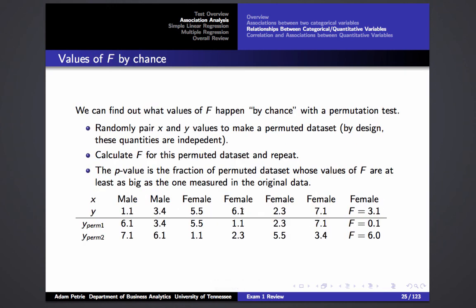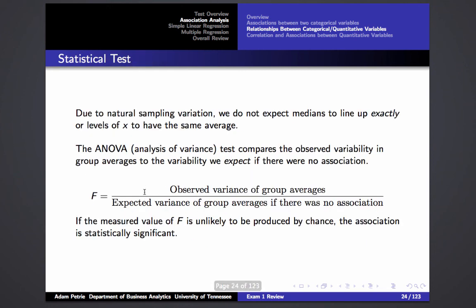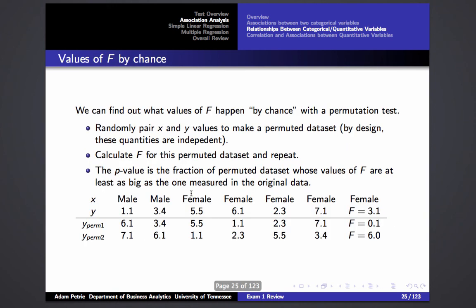Okay, we know that even when all the levels of x have the exact same fundamental underlying average, they're still going to have different averages when we take a sample, just by natural sampling variation. So we need to figure out what values of F can occur just by chance, by natural sampling variation. Well, we can run that permutation test once again. Imagine my original data: we have gender versus some number y. We can calculate the value of F from our original data, and then we can make a permuted data set by randomly pairing up x and y values together.